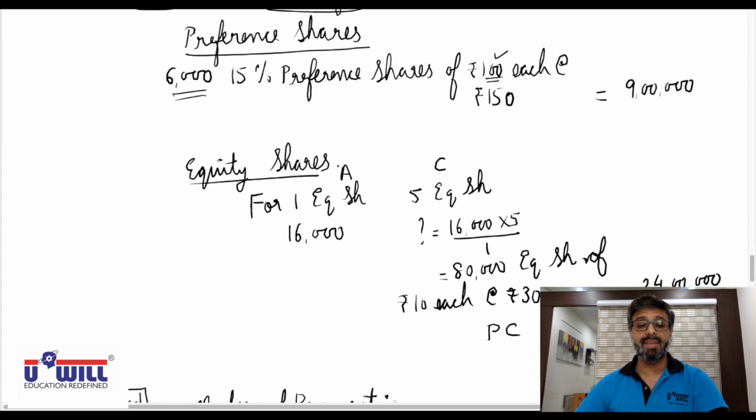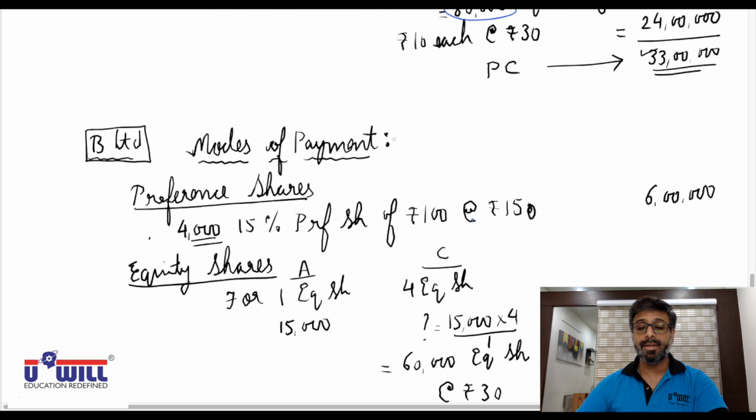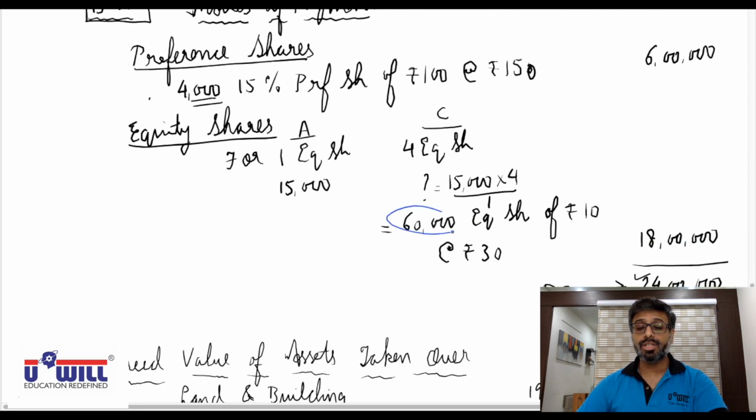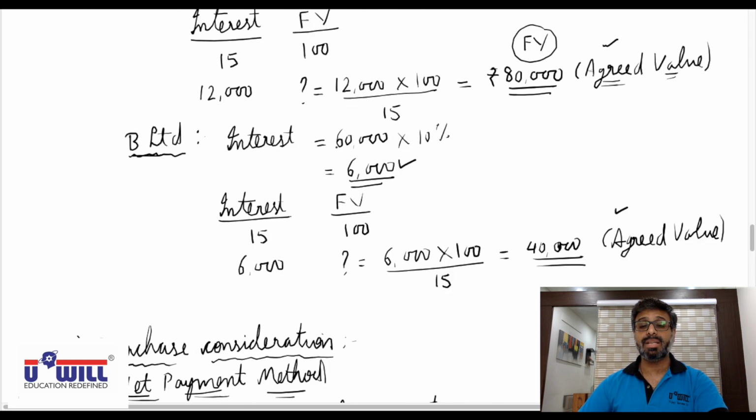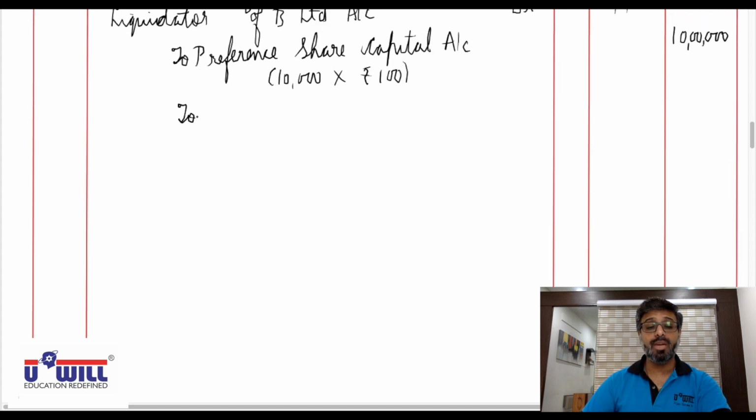Same way, how many equity shares are issued? 80,000 equity shares are issued to A Limited and 60,000 equity shares are issued to B Limited. Face value is 10 rupees. So 80,000 plus 60,000, 1,40,000 equity shares are issued to equity share capital account.